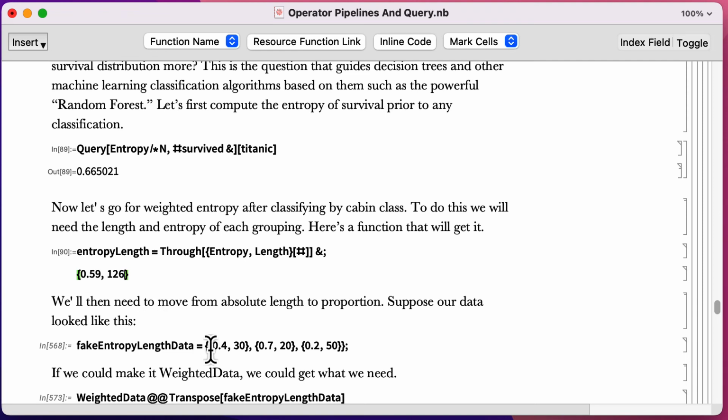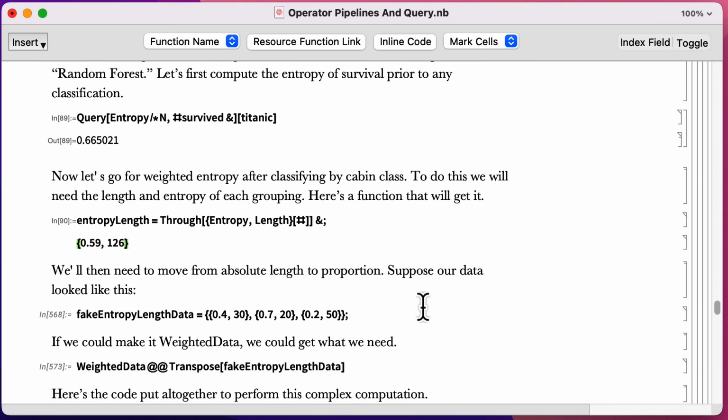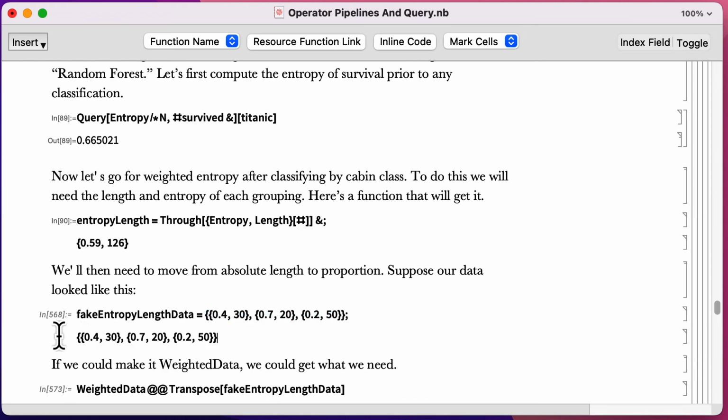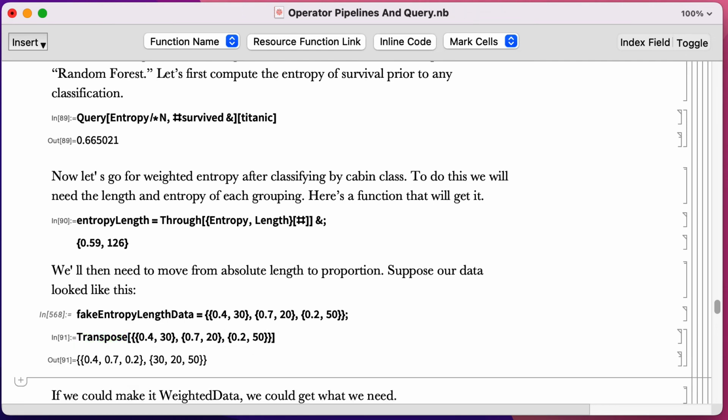What we then need to do is to turn this into weighted data from which we can take the mean. You may recall this from our discussion of entropy reduction. And so let's suppose our data looked like this. What could we do? Well, we could take this matrix and transpose it. I'm not sure if we've seen transpose already, but the idea is to make the columns become rows and the rows become columns. So now instead of having a matrix that is 3 rows by 2 columns, we have a matrix that is 2 rows by 3 columns.